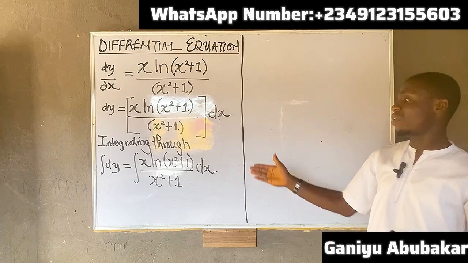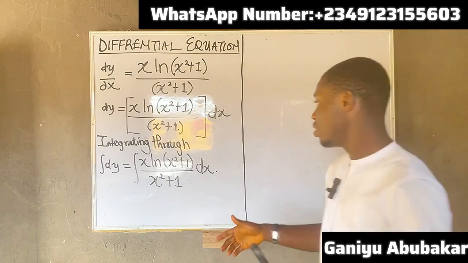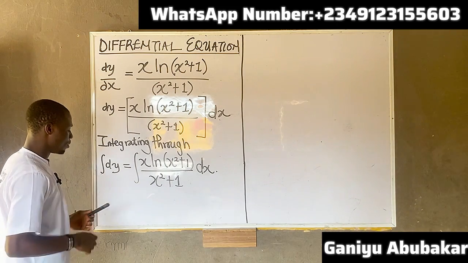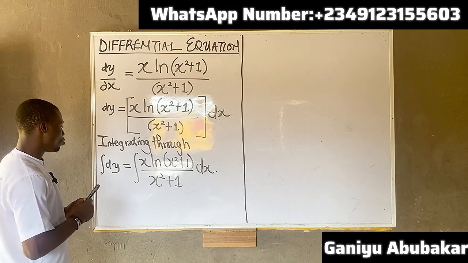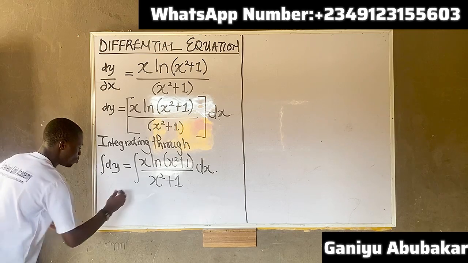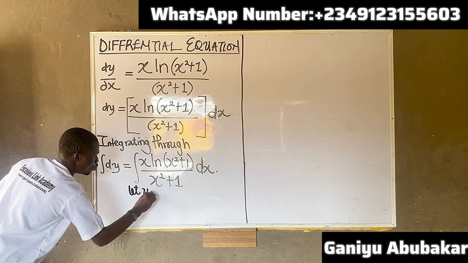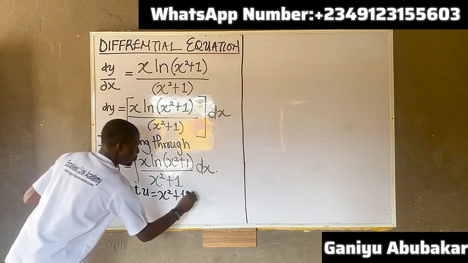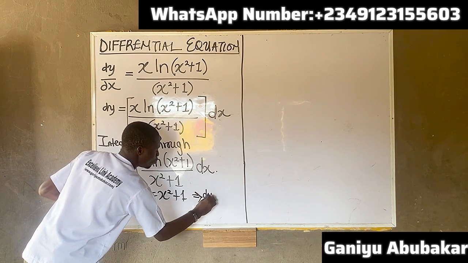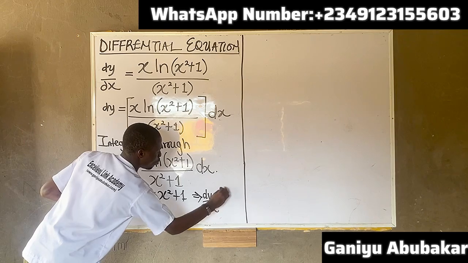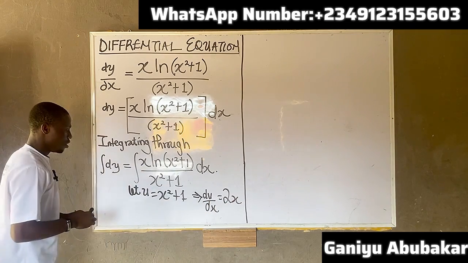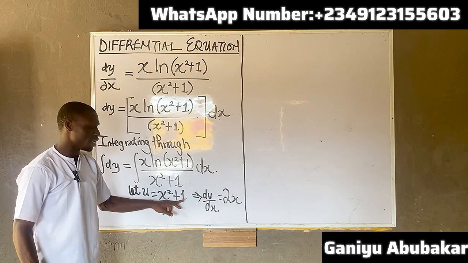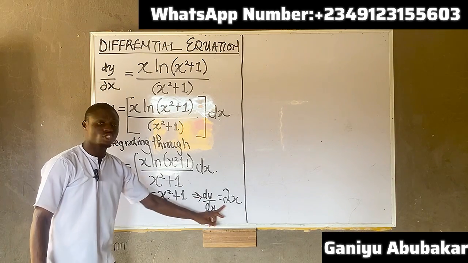Of course, my first priority is to use the substitution method, right? So let's work on this. Let me call u to be equal to x squared plus 1. It means that du over dx is equal to 2x. If I differentiate x squared, I have 2x. 1 is a constant term, that's 0. du over dx is 2x.